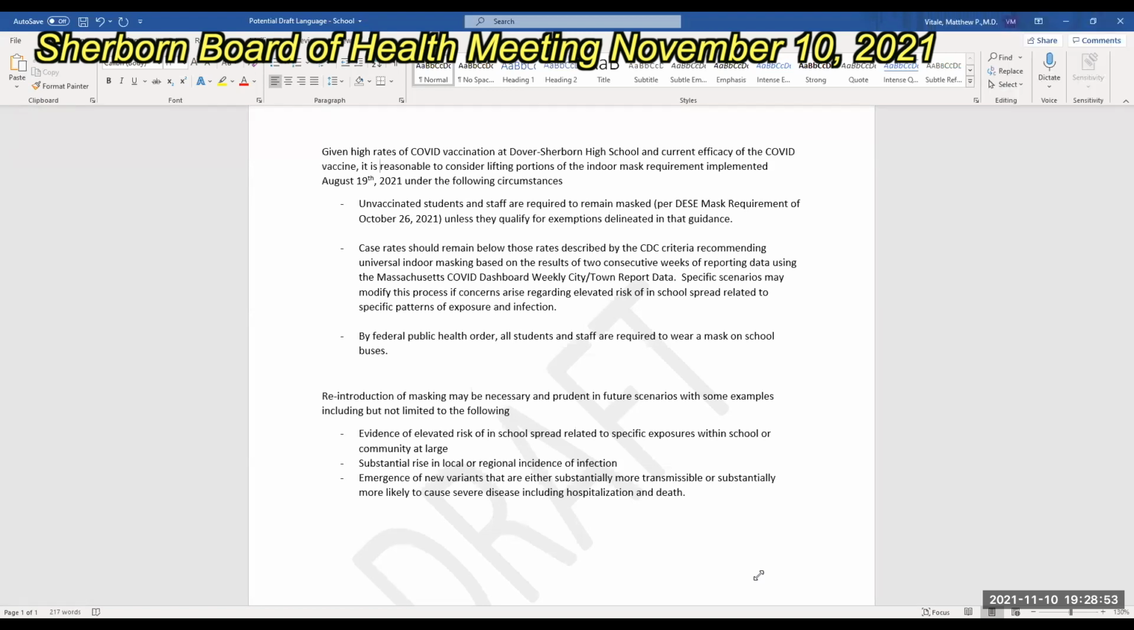Fire away. I also think this is a nice balance, but my only question as a science nerd is, when it says substantial rise, there's not really parameters set to define that.